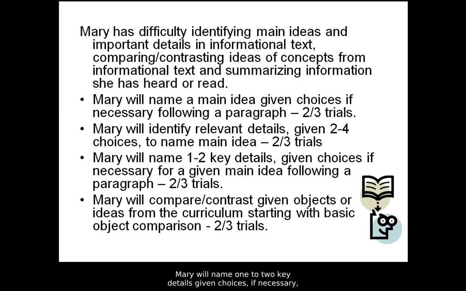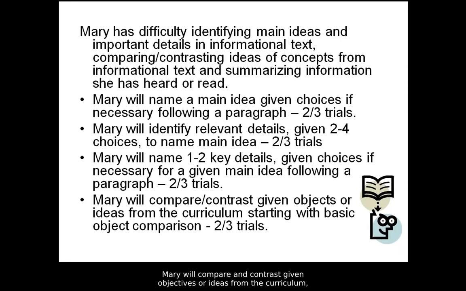Mary will name 1 to 2 key details given choices if necessary for a given main idea following a paragraph. Again, how do you monitor progress in this one? We frequently see goals and objectives written this way, but we need to be able to talk about progress monitoring for Mary will name 1 to 2 key details. So we're going to assume in her PLAAFP statement that she was able to name 1 to 2 key details at 90% accuracy, given choices if necessary, for a given main idea following a paragraph. Again, what are 2 to 3 trials? Is that with a teacher consultant? Is it every time in the classroom? Is that across everything she's reading? Math, science, social studies, literature.